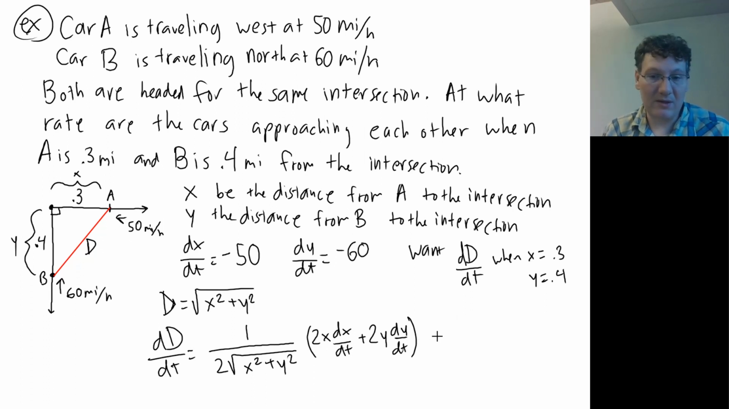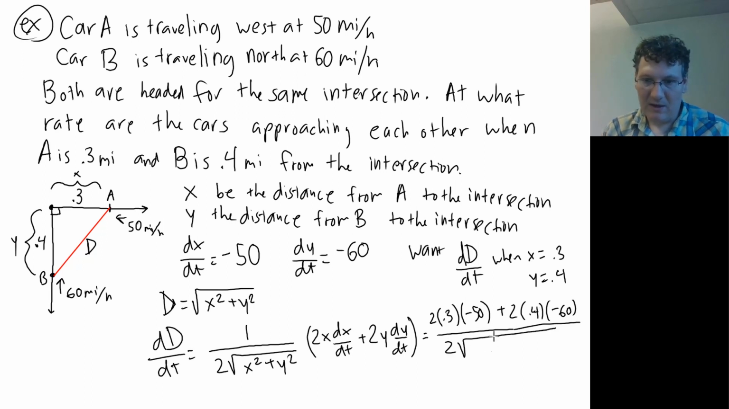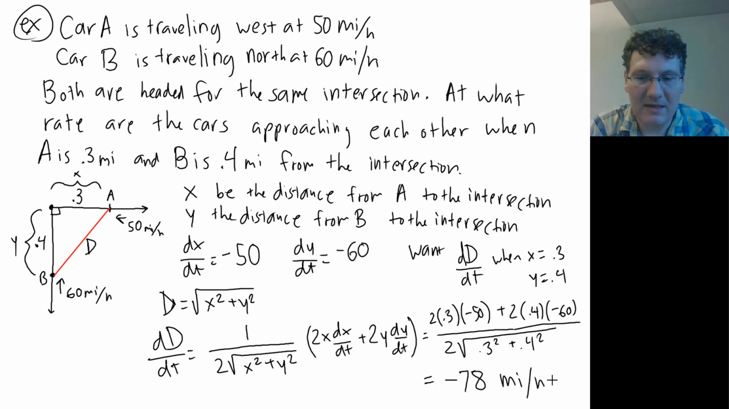And now it's just a matter of plugging everything into this. The numerator is going to be 2 times 0.3 times negative 50 plus 2 times 0.4 times negative 60. The denominator is 2 times the square root of 0.3 squared plus 0.4 squared. And we can work that whole thing out. You're going to get negative 78 miles per hour, which is to say that's the rate at which the distance between the cars is decreasing at that moment in time.